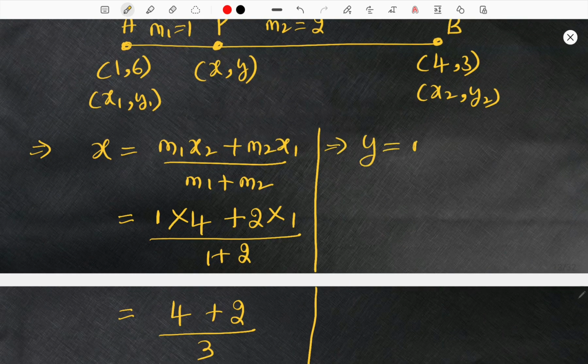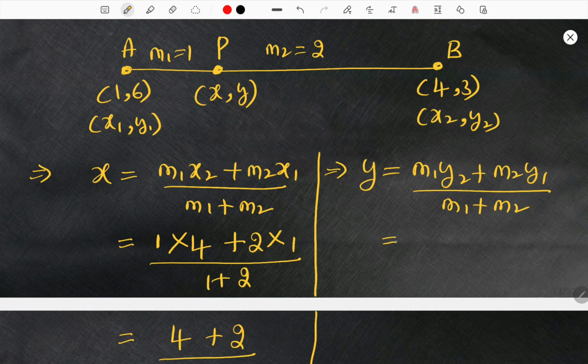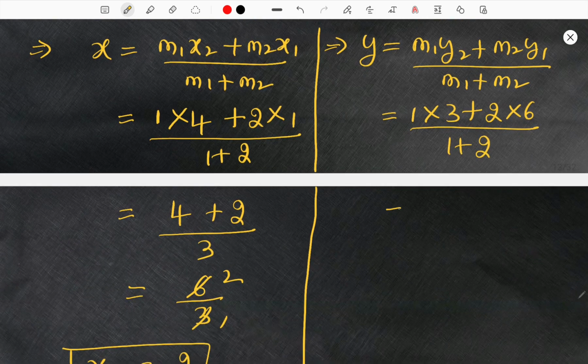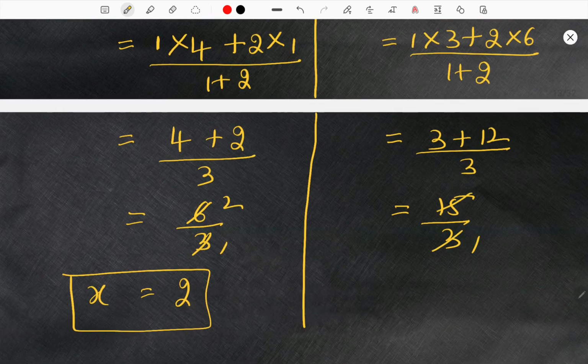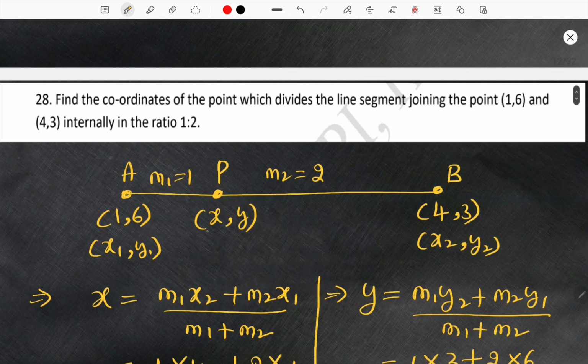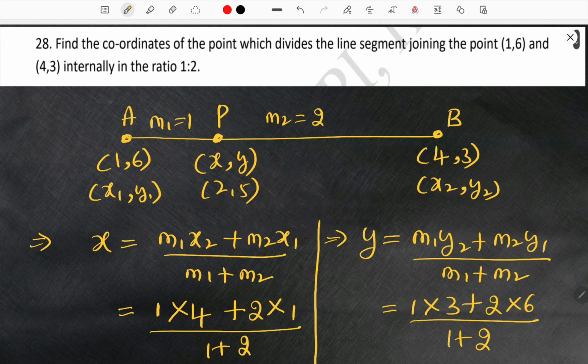Y is equal to m1 y2 plus m2 y1 divided by m1 plus m2. So m1 is 1 into y2 is 3 plus m2 is 2 into y1 is 6 divided by 1 plus 2. So it becomes 1 into 3 is 3 plus 2 into 6 is 12, then divided by 3. So 3 plus 12 is 15, 15 by 3. The value of y becomes 5. So this point is going to be 2, 5. Very simple problem and can be asked for 2 or 3 marks.